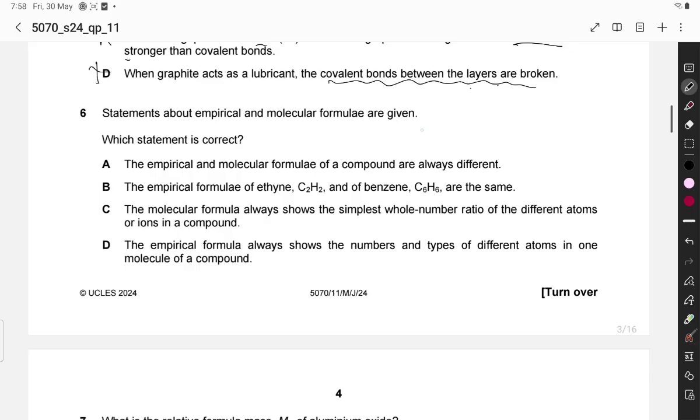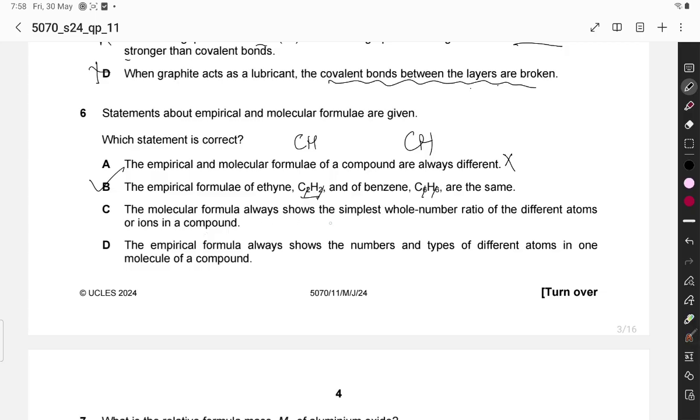Statements about empirical and molecular formula are given. Which statement is correct? The empirical and molecular formula of a compound are always different. No, this is not always different. This is incorrect. The empirical formula of ethine and benzene are the same. Yes, it is the same because the empirical formula of ethine is CH, simplified, and the empirical formula of benzene is also CH. So this is the correct statement.